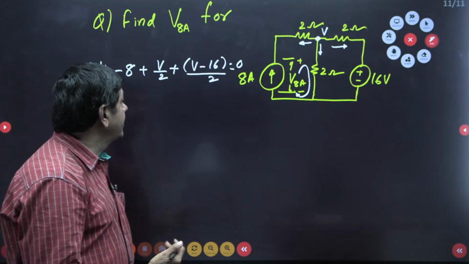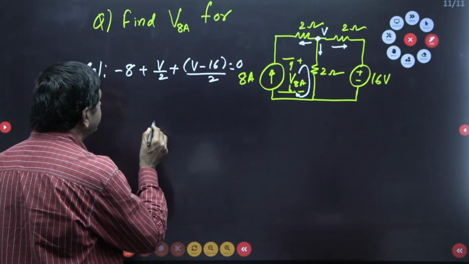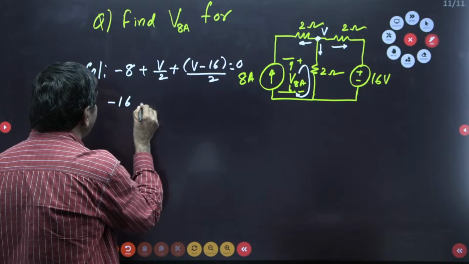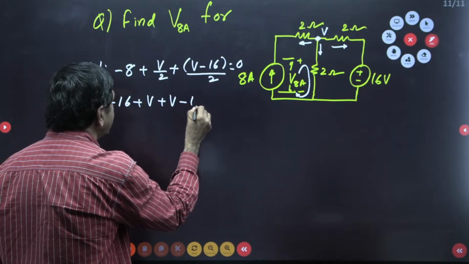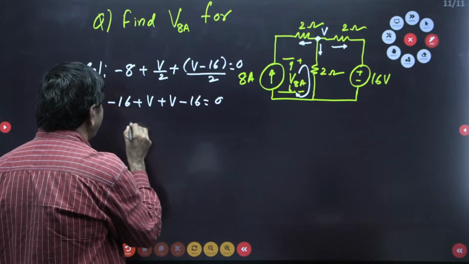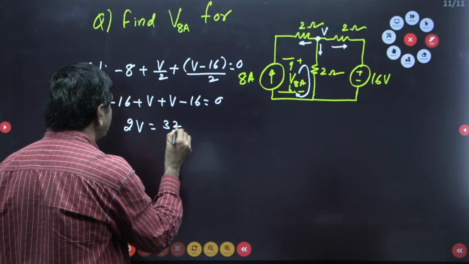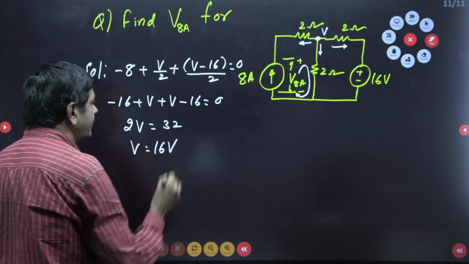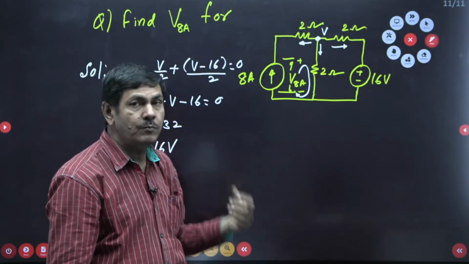Thereby, simplification is applicable. How can I apply the simplification? With 2 as the LCM: 2 into 8, minus 16, plus V minus 16 equals 0. Then I can write 2V equals 32, and finally V equals 16 volts. We got the voltage across this 2 ohm as 16 volts.